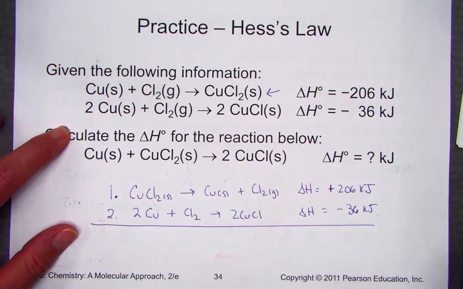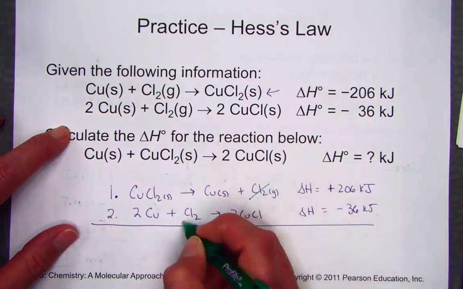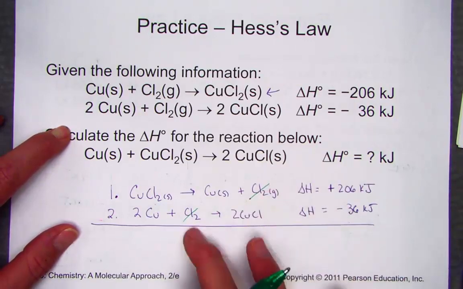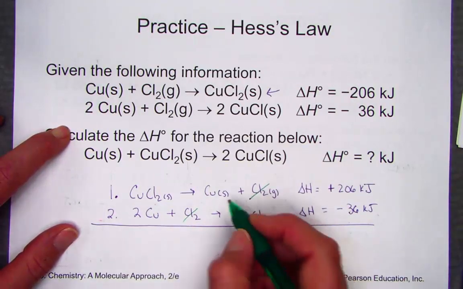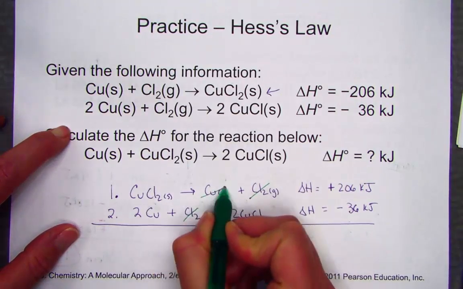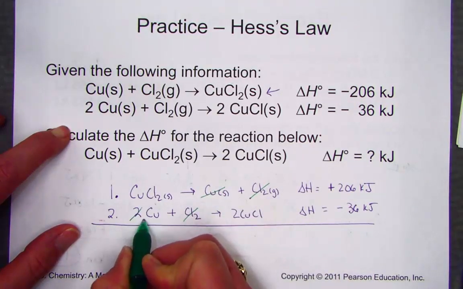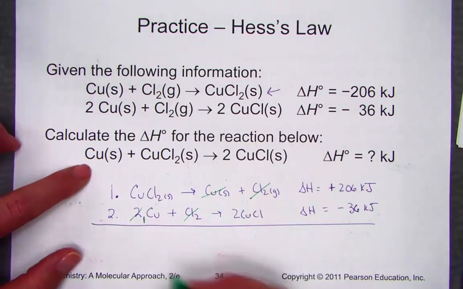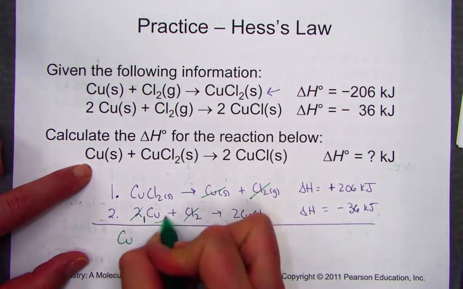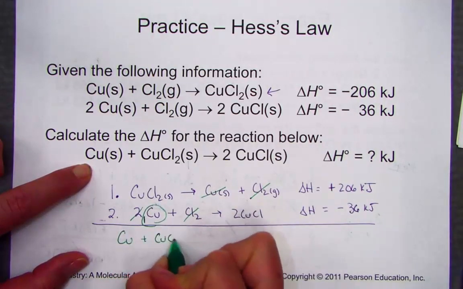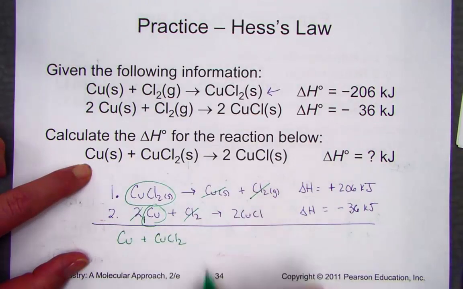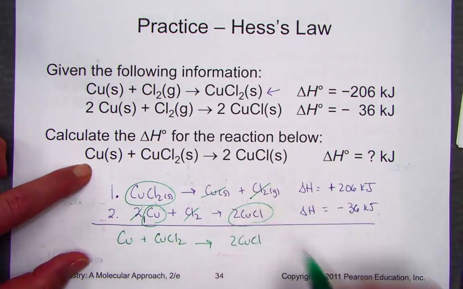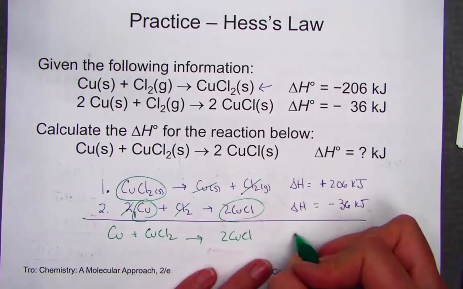I notice chlorines will cancel out. It's a product in the first equation, a reactant in the other. They will cancel. I have 1 unit of copper solid, 2 units on the left in the second equation. That's going to give me a net of 1 copper. I think it really was that easy. 1 copper is remaining, plus copper 2 chloride on the left side of the arrow, giving us 2 copper chlorides, the only products left in our equation.